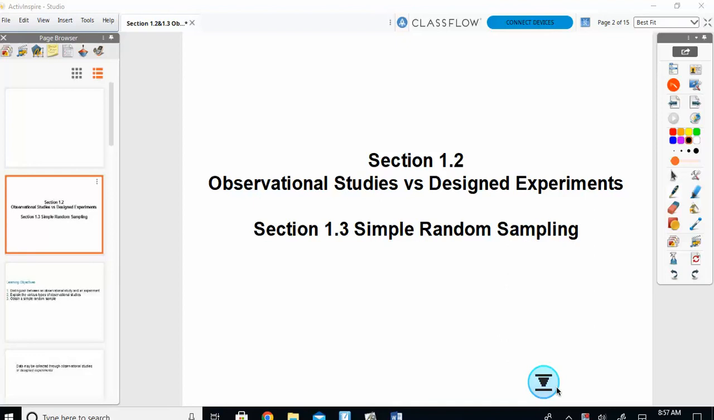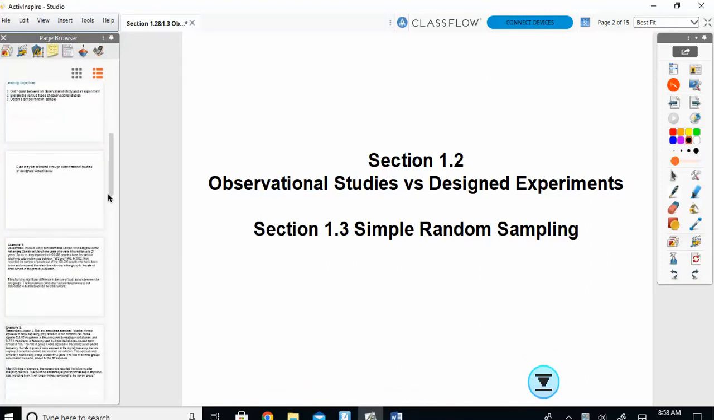So we are ready to talk about some of the different ways that we may go about collecting data. Okay, statistics is all about getting data, analyzing your data, and drawing some kind of conclusion from that. So we have to know how we might go out and get our data to start with.